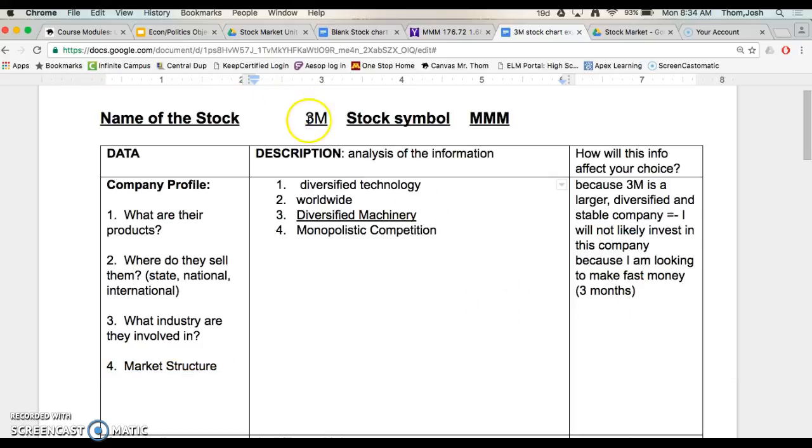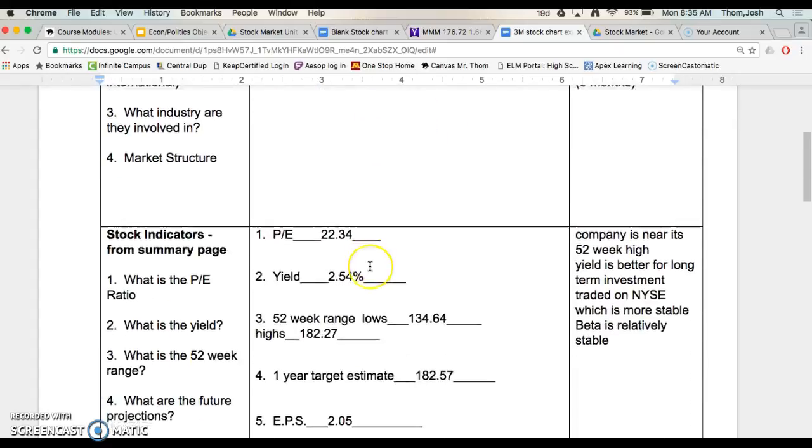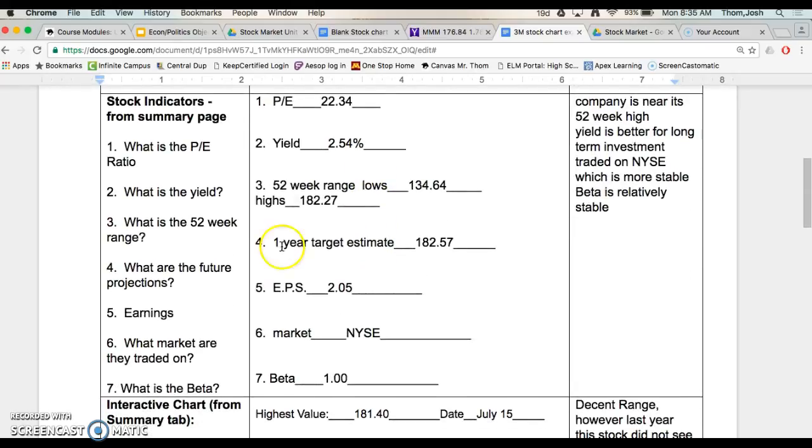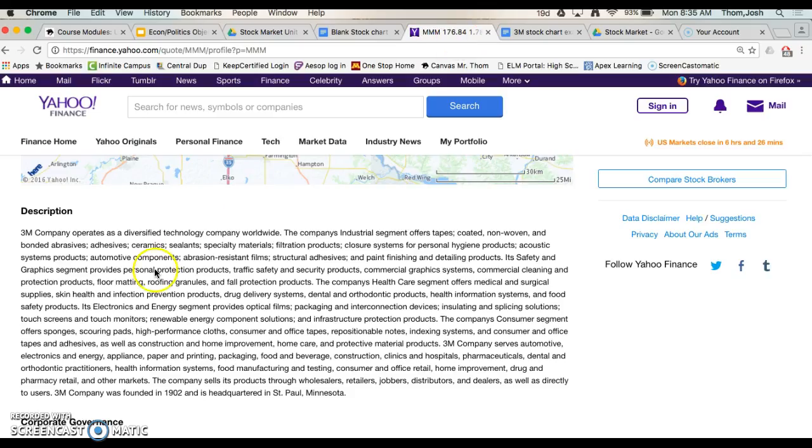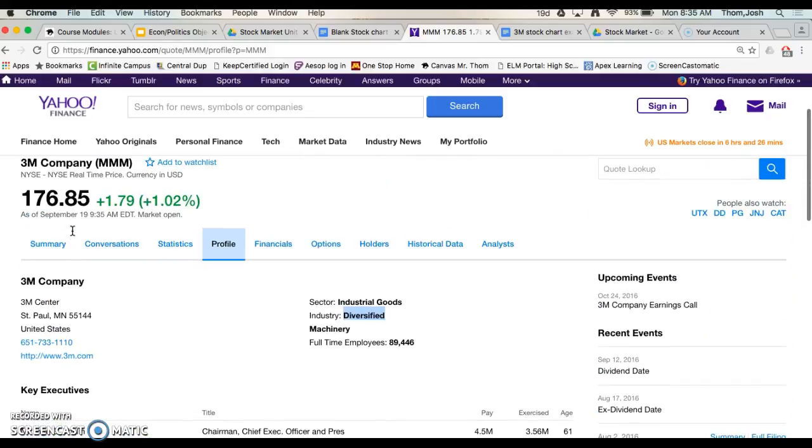Don't forget to put the name of your stock up here when you do it. Don't forget to put the stock symbol. It'll be easier to get to on Yahoo Finance if you know the stock symbol. Once you've got this first row done, you can go down to the second row. Here they're just asking for different stock indicators, and this all comes from the summary page. So starting with PE ratio, yield, 52-week range, that can all be found on this summary page.